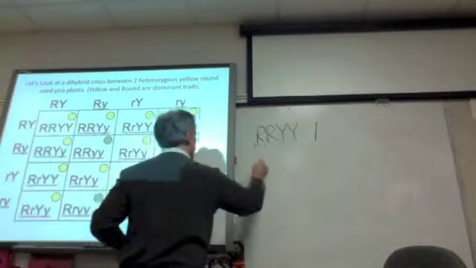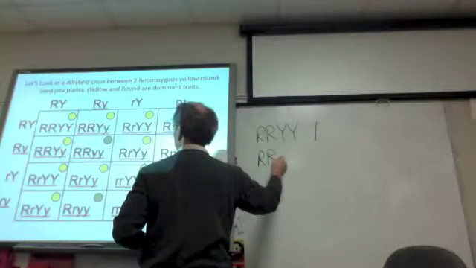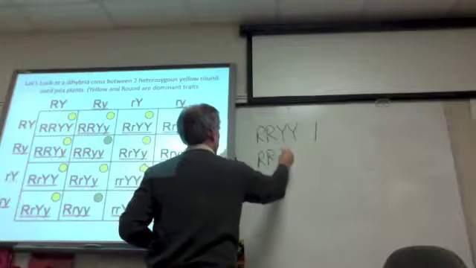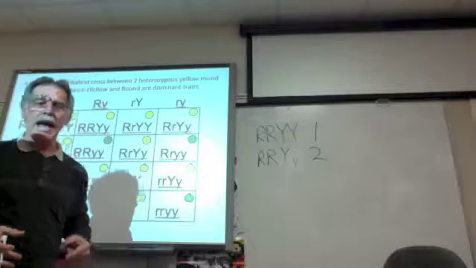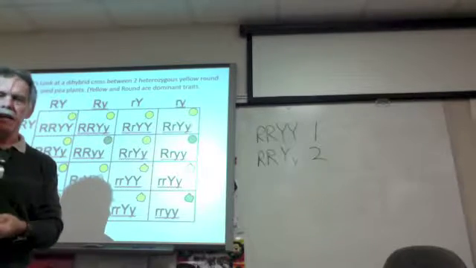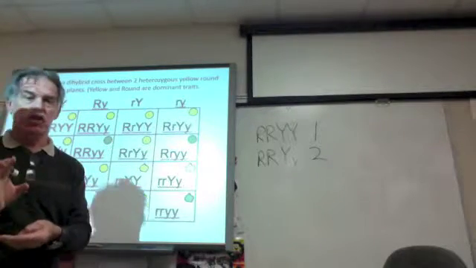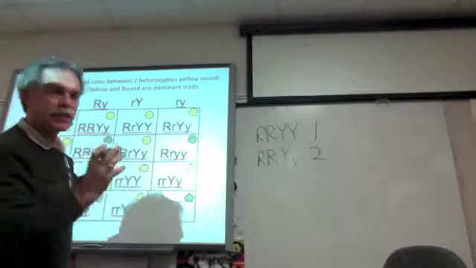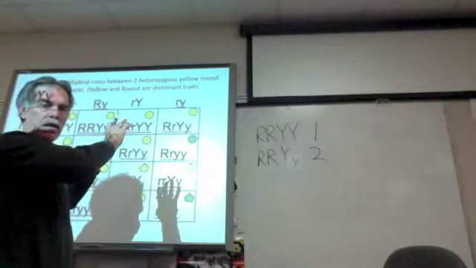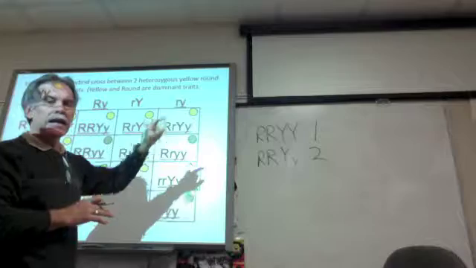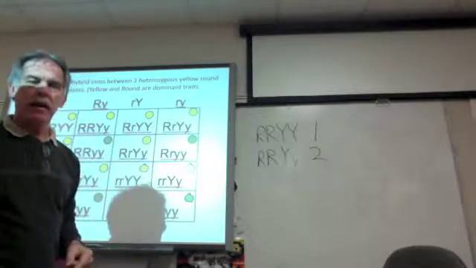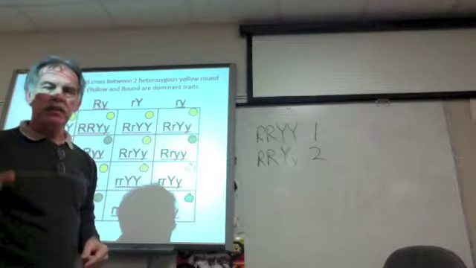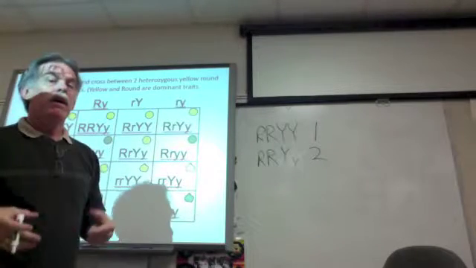So, again, big R, big Y, little y. There's two. And you go all the way down, and every time there's a different genotype, remember genotype means the actual type of genes that are there, the actual letters. Each time you find a different letter, you write it down and then go count how many there are. That's how you get the genotypic ratio.